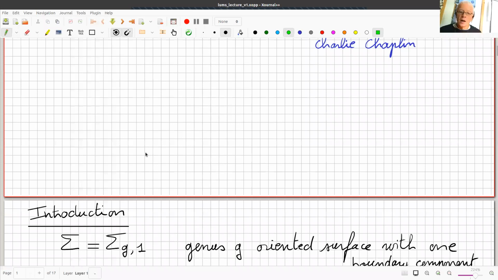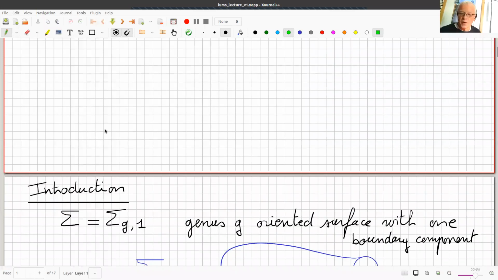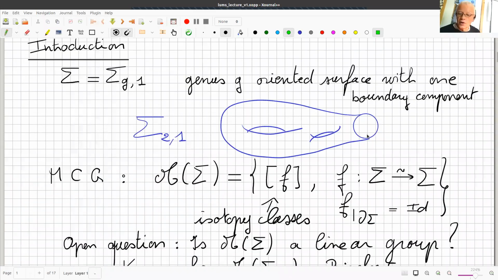So let's start seriously with our object. We are considering an oriented surface, a genus g oriented surface with one boundary component. It could be extended in many cases, but this will simplify. And I draw here a genus 2 surface. I guess you know elementary things about this.